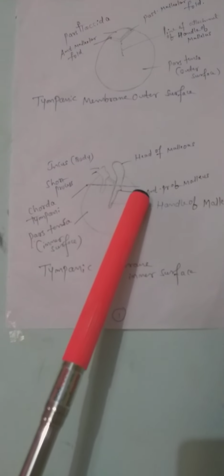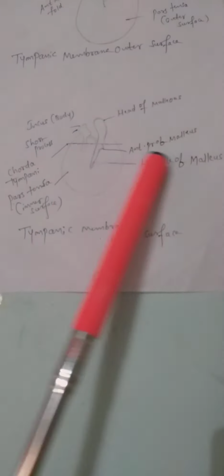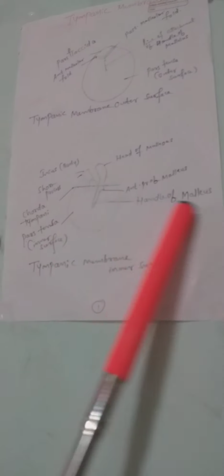And the inner surface. On the inner surface you can see the head of the malleus and the body of the incus. It is a tooth-like process, a short process. It is crossed by the chorda tympani, which is a branch of the facial nerve. It is the handle of the malleus, the pars tensa, inner surface. That is the handle of the malleus, head of malleus, incus on the inner surface.